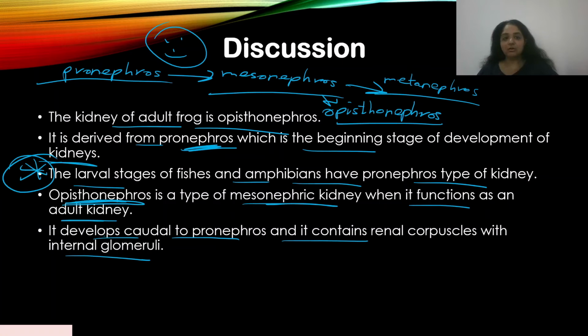This is a very good question. I would suggest you note this down and remember this as a fact, because if they really want to up their game and give you a question like this, you know it. I don't know if they will, because this information is not present in NCERT. But if you want to understand the development of kidney, it's pronephros to mesonephros and then metanephros. But in the case of adult amphibians and fishes, it is called opisthenephros.